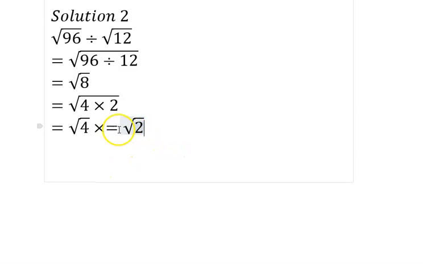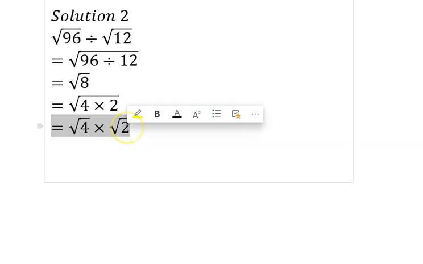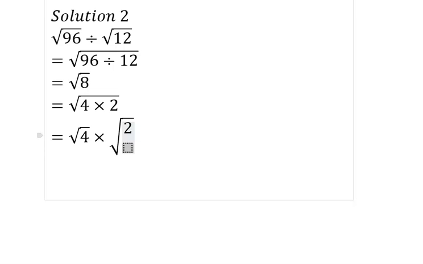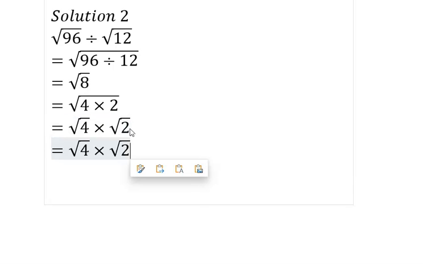Beautiful. And because the square root of 4, 4, is a perfect square. Because 4 is a perfect what? Square. We can say root 4 is 2. So we have this to be 2. And our final answer will be what? 2 root 2. Awesome.